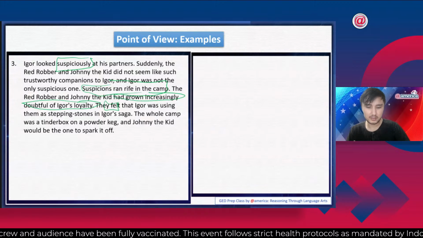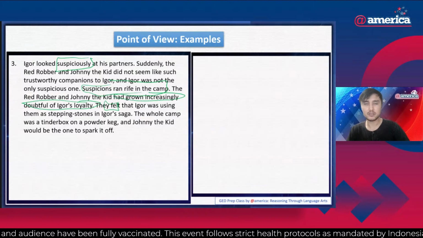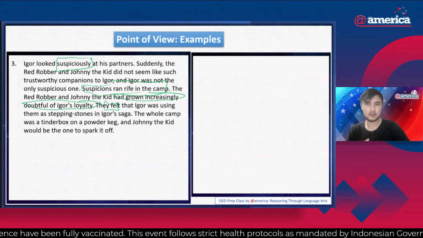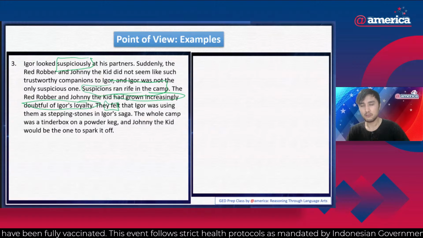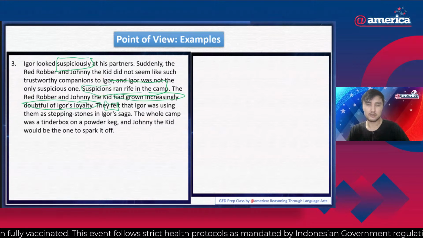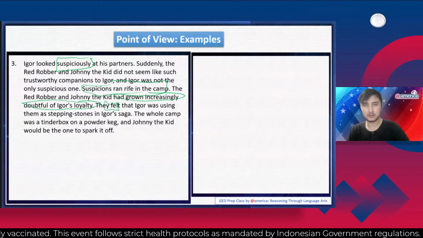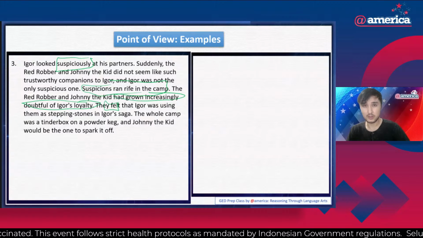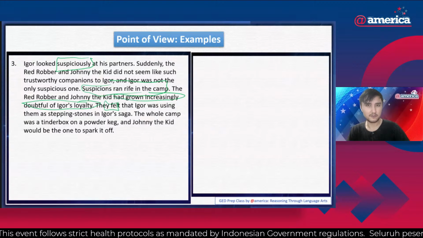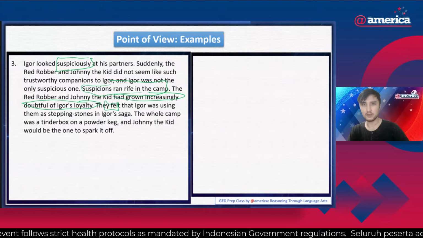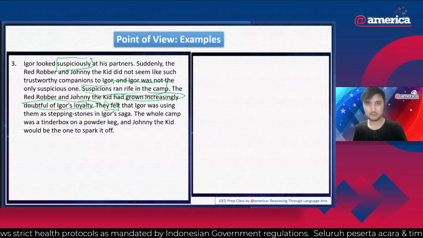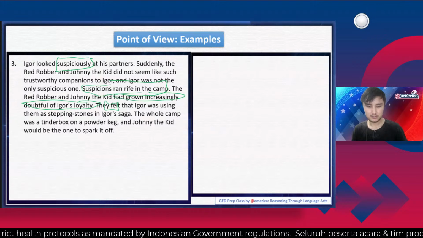So to summarize, in this type of text, you can see that the author is writing from a third person omniscient point of view, meaning that the author writes as if they know everything about every character. The author knows about thoughts, actions, feelings, and if you read this, I'm sure you'll find dialogues and everything a creator knows about a creature.